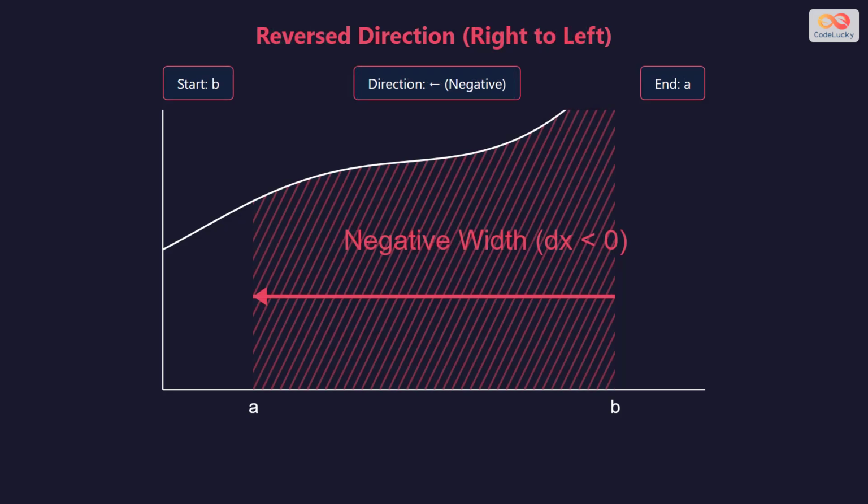Now imagine integrating from right to left. The height of the function hasn't changed. However, our direction is now negative. Positive height times negative width gives us a negative result. This is why the sign flips.